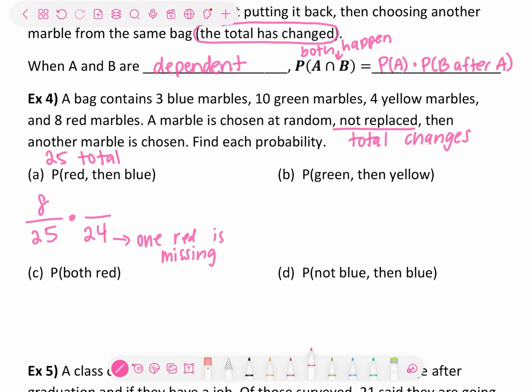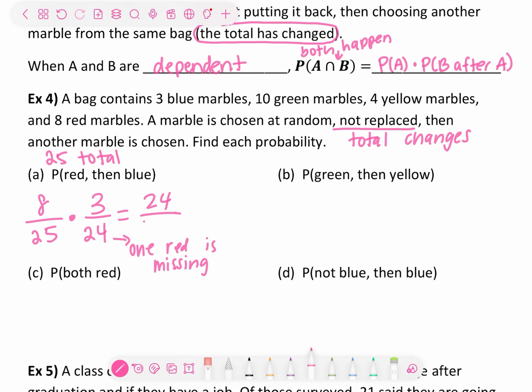And now we're going to get a blue. So how many blues are in there? Well, there's still 3 blues. Nobody touched a blue, right? So there's 3 blues. Let me move this down a little so I can finish the math. There we go. Multiply 8 times 3, so 24. The numbers get kind of crazy. So 8 times 3 and then 25 times 24.